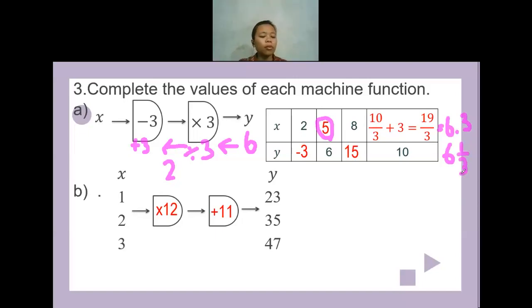Because all of them have the same value, you can write it as 19 per 3, or you can write 6.3 or 6 1 per 3. That is also okay. Student: I wrote 6.3, so that counts, right, teacher? Yes, that's fine.